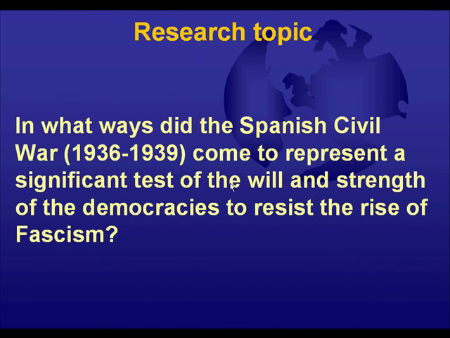Let's start our research with the following essay topic. In what ways did the Spanish Civil War, 1936 to 1939, come to represent a significant test of the will and strength of the democracies to resist the rise of fascism?